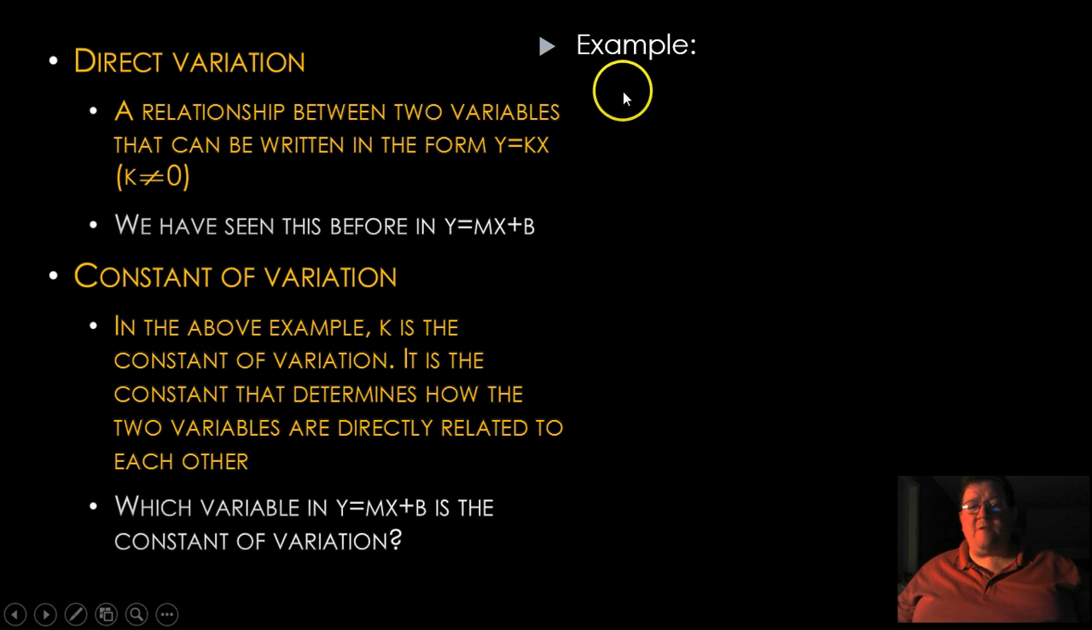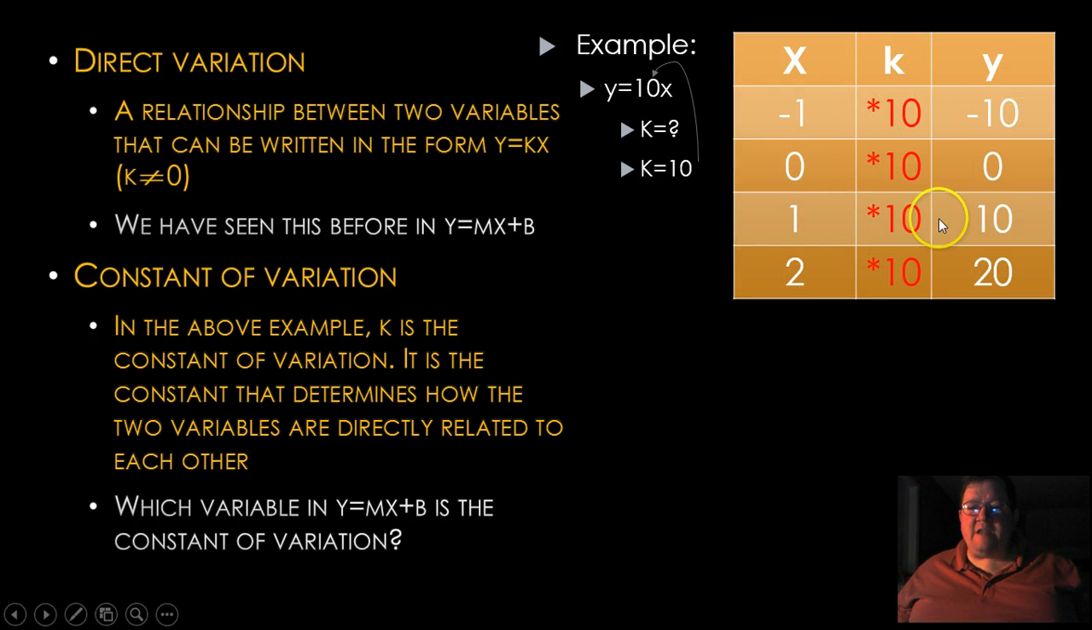All right, here's my first example. Say we're given the equation y equals 10x. Well, what relates the y to the x? What is our k, our constant of variation? Well, we find that very simply. We just look at what's multiplied by the x. 10 times x, so our k equals 10.